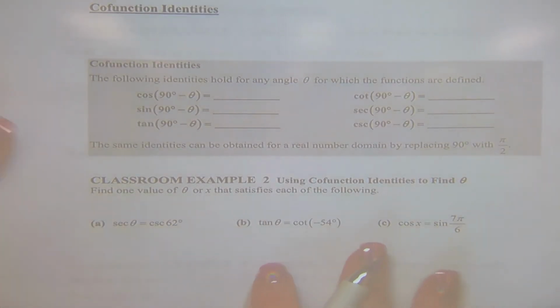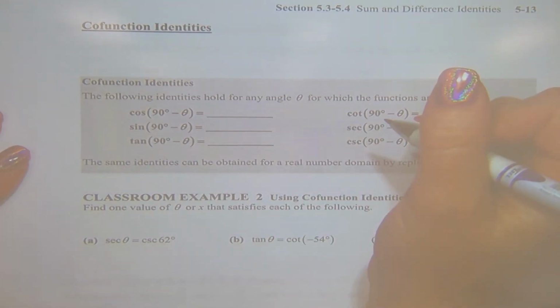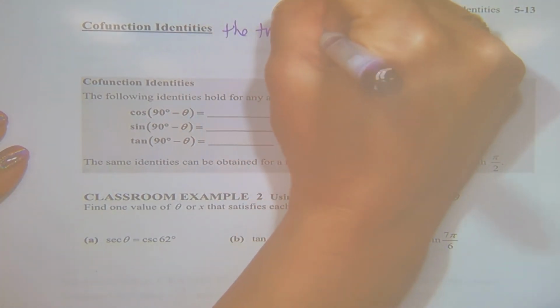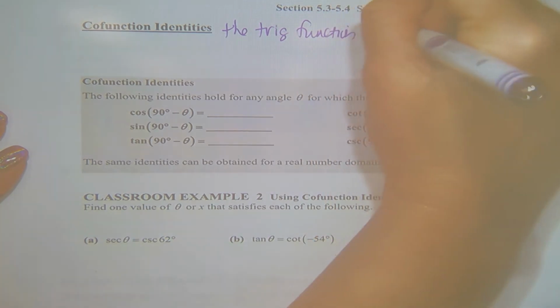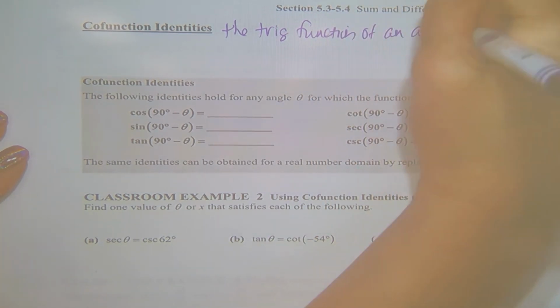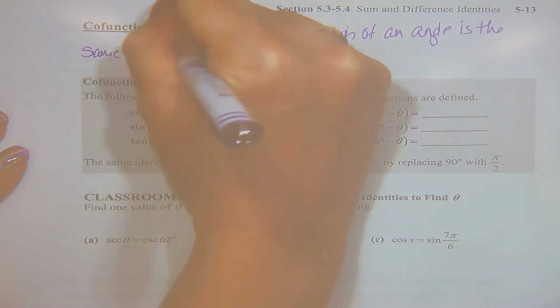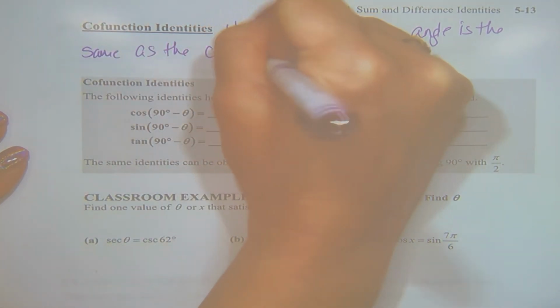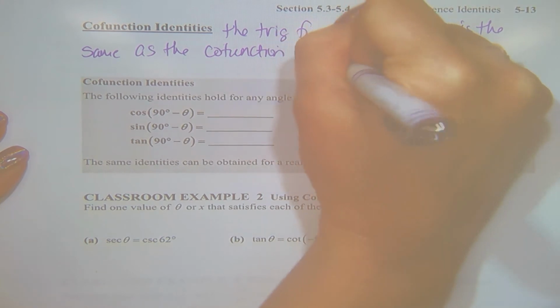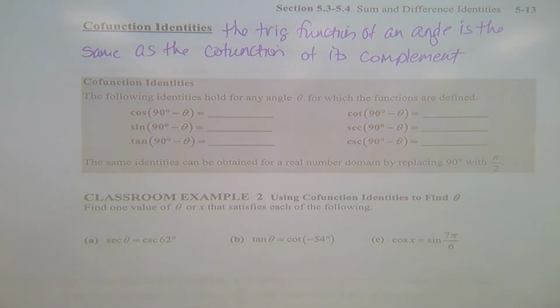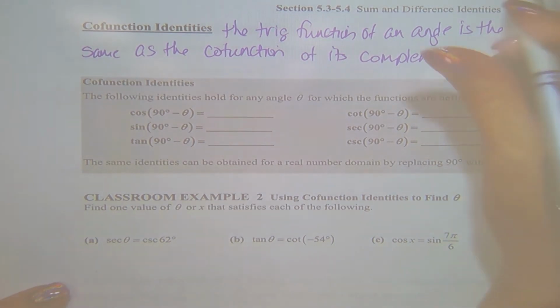Cofunction identities. Again, this is all review. We did this. The trig function of an angle is the same as the cofunction of its complement. Now, the new thing here is that before we always worked with acute angles. Now we're going to work with any angle.